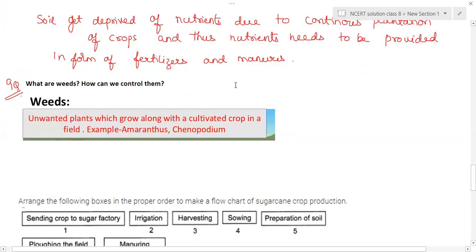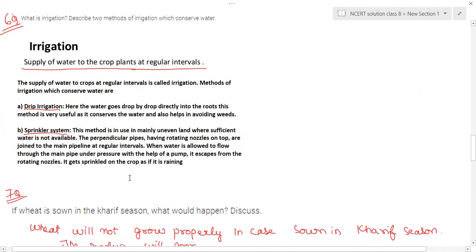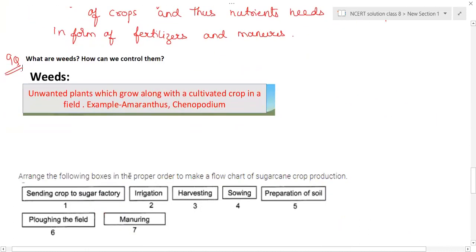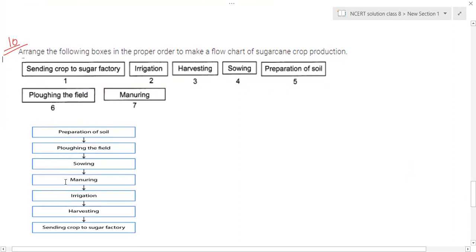The next question is, what are weeds and how can we control them? Weeds are unwanted plants, and the controlling methods are by hand and by using weedicide, which has been explained in the question above. Coming to the 10th question, which says, arrange the following boxes in proper order to make a flowchart of sugarcane crop production. The proper order for any crop is preparation of soil, plowing the field, sowing, manuring, irrigation, harvesting, and sending the crop to the sugar factory. That is how any crop, even if it is not sugarcane, will be taken care of.